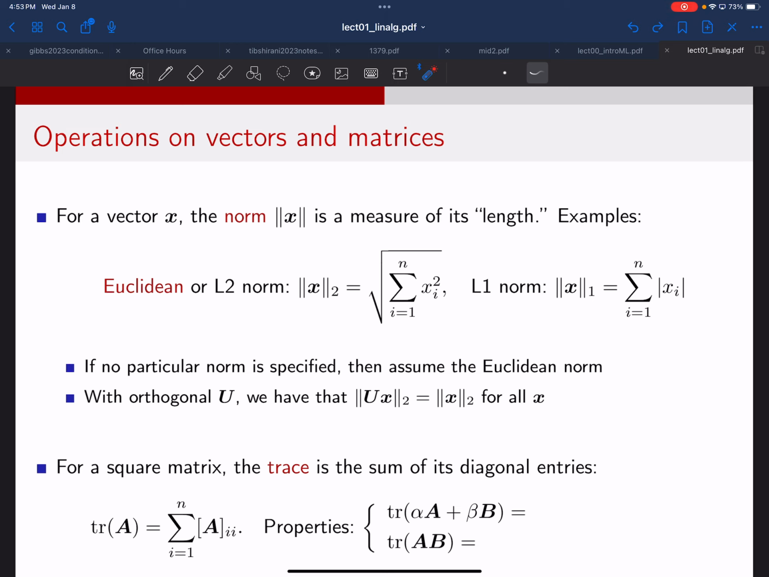But there are other ways to define norms. For the Euclidean norm, what you're doing is taking the square root of the sum of the squares of the components of that vector. That's how the Euclidean norm is defined. It's also sometimes called the L2 norm.